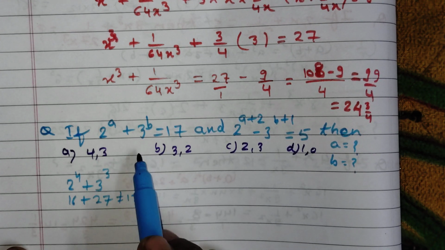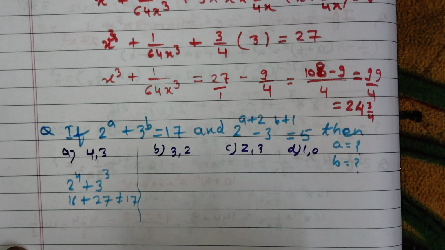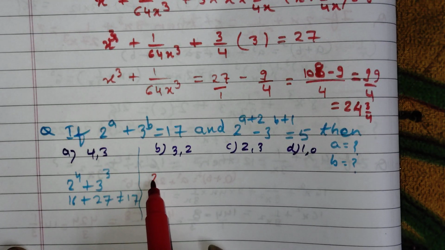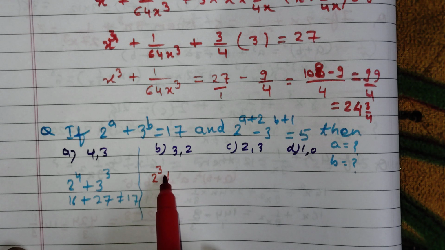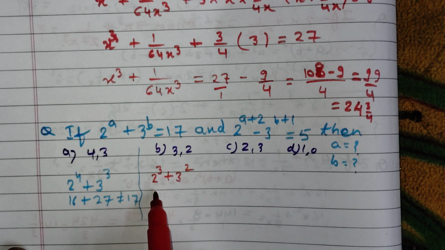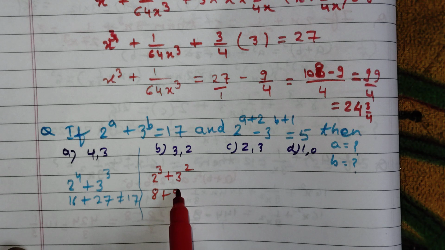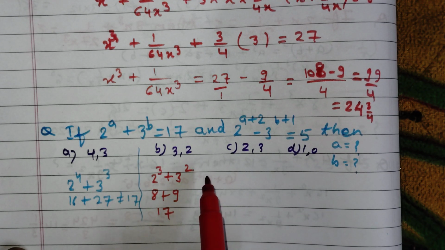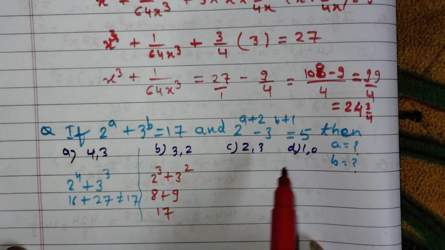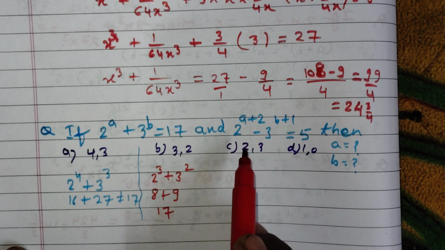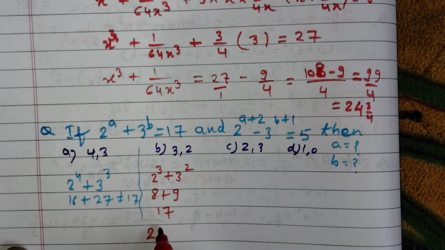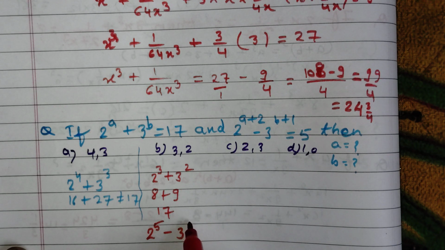Second option. For the second option we replace 2 raised power 3 plus 3 raised power 2. So 2 raised power 3 is 8 plus 3 raised power 2 is 9. It gives us 17. And when we plug in, we check also the second: 2 raised power a plus 2. So 2 raised power a is 3. So 3 plus 2 is 5. Minus 3 raised power b plus 1. b is 2, so 2 plus 1 is 3. 3 raised power 3 is 27.